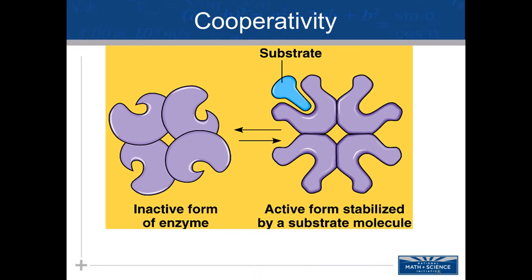And last but not least, we want to talk about cooperativity. Cooperativity is an example where you have a particular enzyme that has more than one active site. And when a substrate attaches to just one of the active sites, that will stabilize the enzyme so that now the other active sites are available to interact with the substrate. So if you will, the substrate is cooperating with the enzyme.